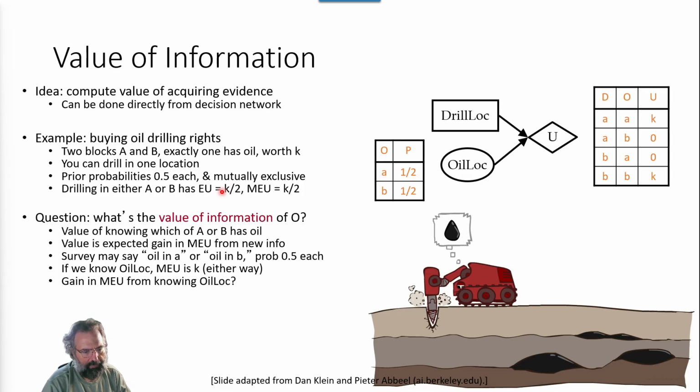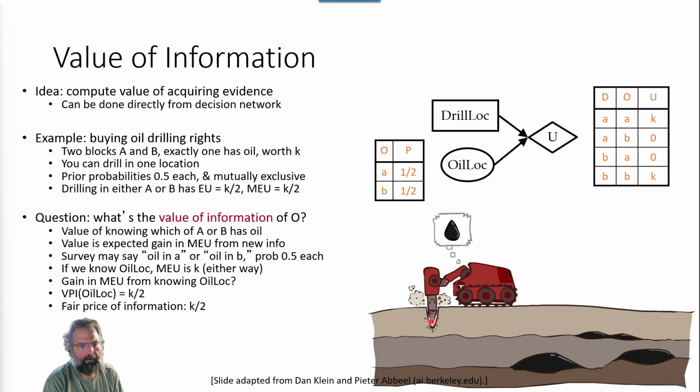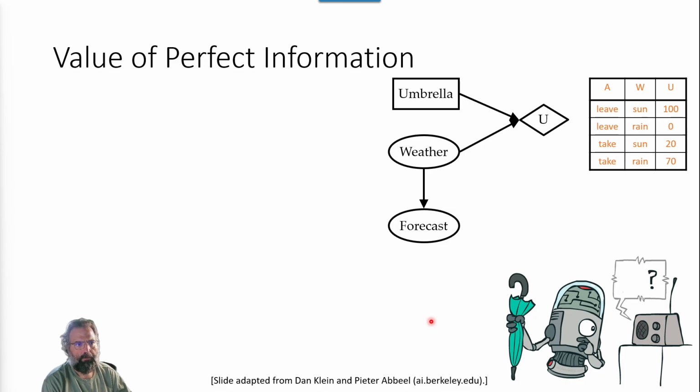It adjusts the current value associated with something. So a survey may say oil is in A or oil is in B, and each of those again has a probabilistic value. If we know the values, either way, whatever they might be, then we can start coming up with a way of calculating the gain, which would be K over 2. So the fair price of the information would be half of the value of the oil is the logic.